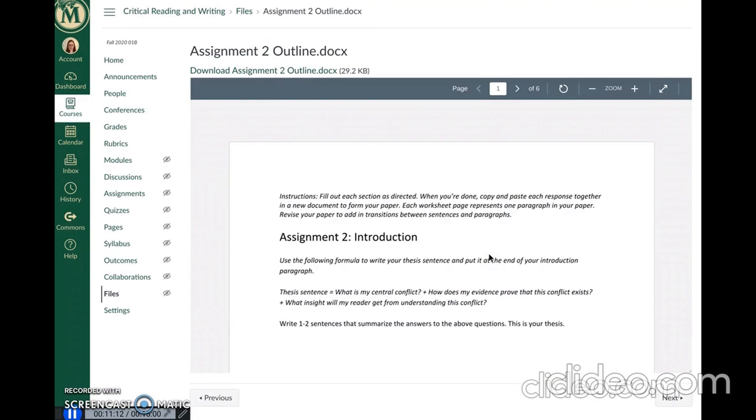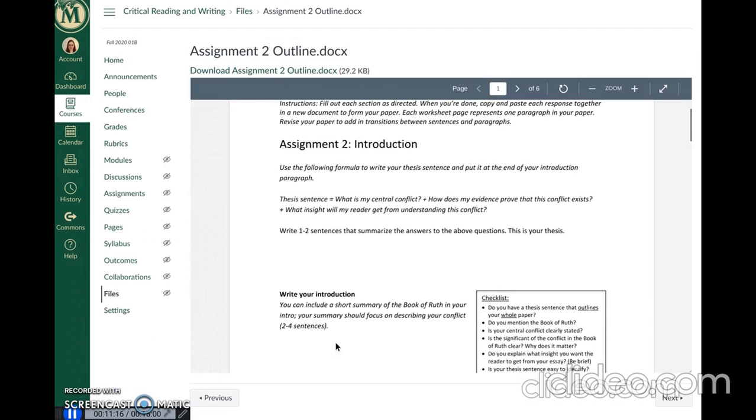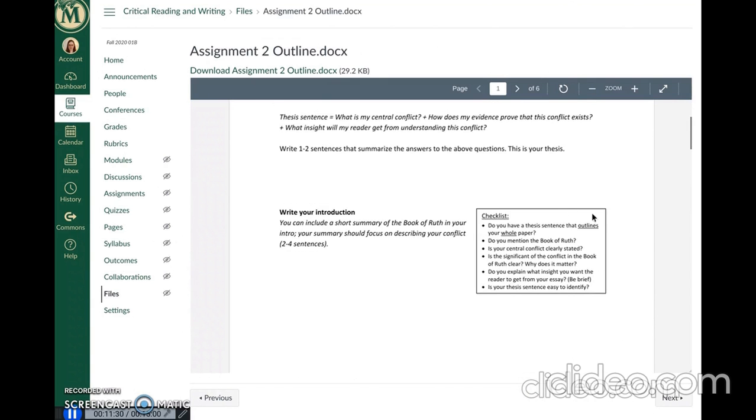And each page in this outline represents a paragraph. So this first page here is your introduction paragraph and asks you questions and prompts you for information, which you would then write out in sentences. And the goal is that you can copy and paste these different sentences together to form the paragraph that's your introduction. And there's also a little checklist here, again, to help you make sure you have everything you need in that paragraph.